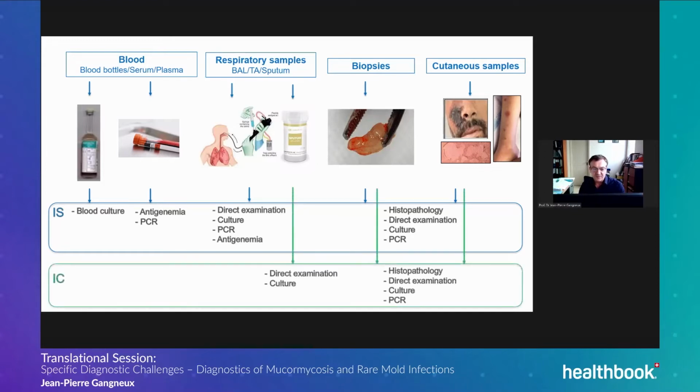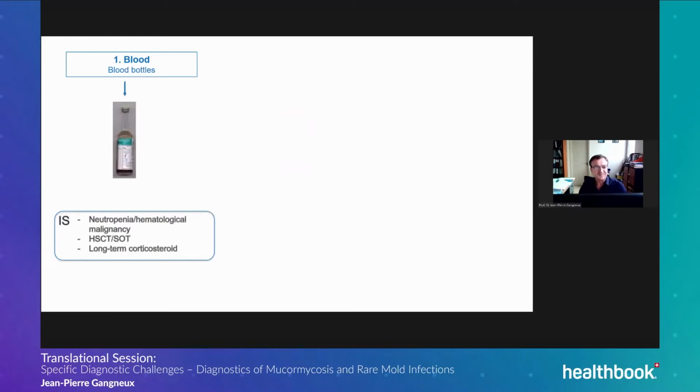If we are in the context of an immunocompetent patient, of course, we can have blood culture for yeast detection, but regarding respiratory samples, it will be mainly sputum. In this case, we will perform direct examination and culture. And if we receive biopsies and cutaneous samples, then we will perform histopathology, direct examination, culture, and PCR. So I propose to see in detail what our process is for these samples.